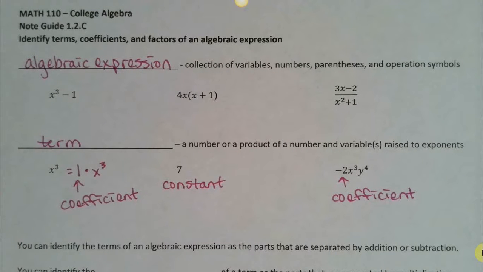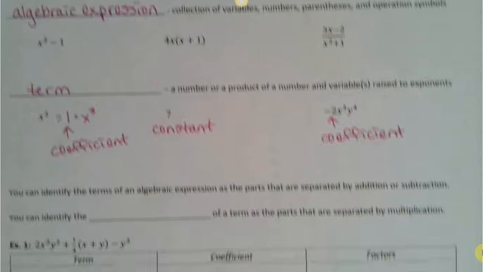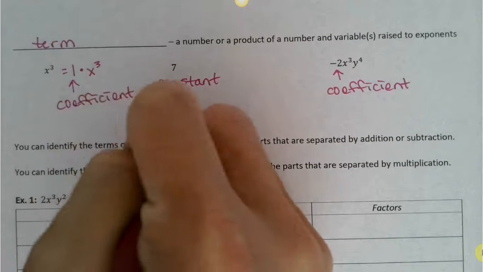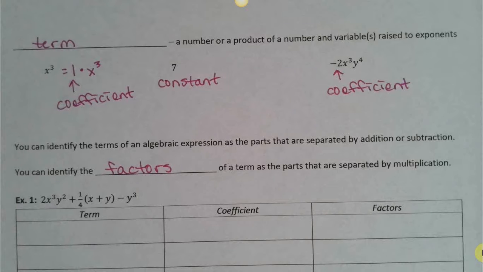And you can identify the different terms of an algebraic expression by looking for the additions and the subtractions. And then you can identify the factors of a term as the parts that are separated by multiplication.